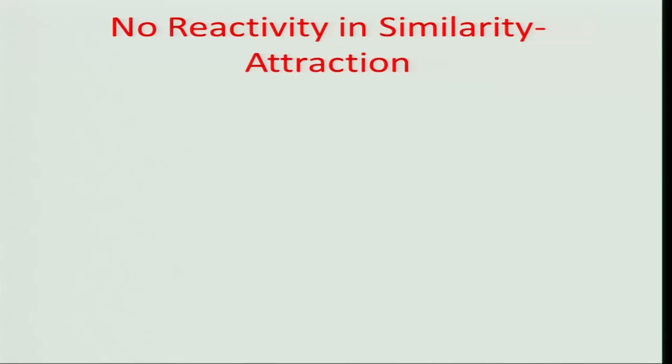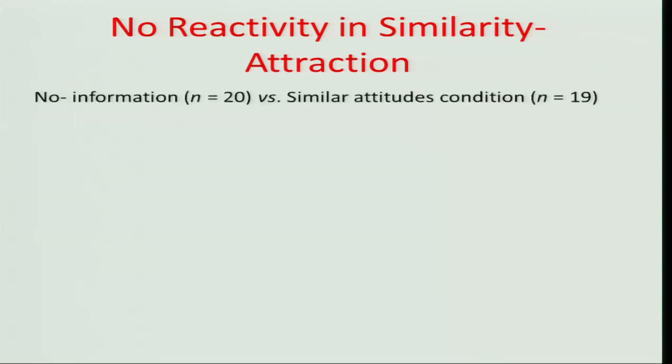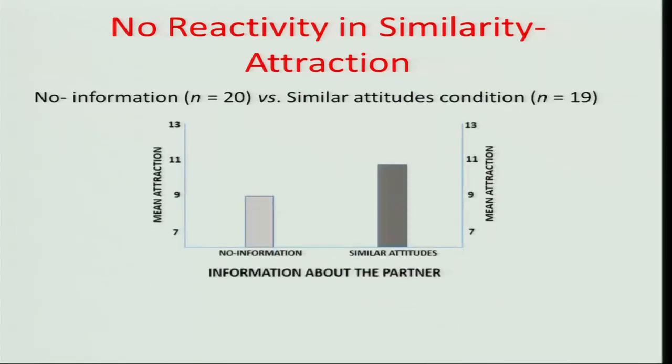How did I do it? Very simple experiment. I divide you into two groups, no information and similar attitudes, and ask how attracted you are toward this person. So no two judgments on you, and when we did it, it's very clear cut. No information, 20 participants, similar attitude, 19 participants. Look at the two means.